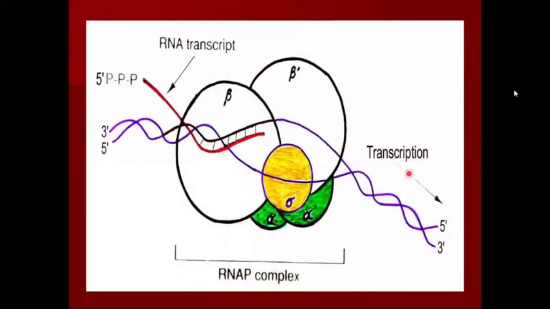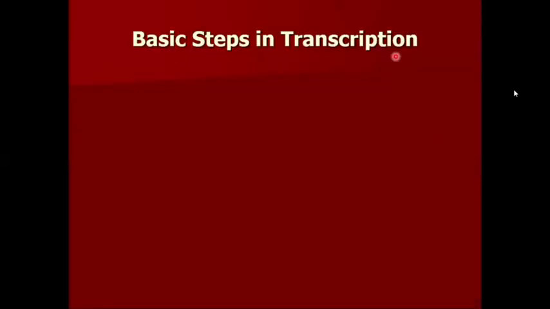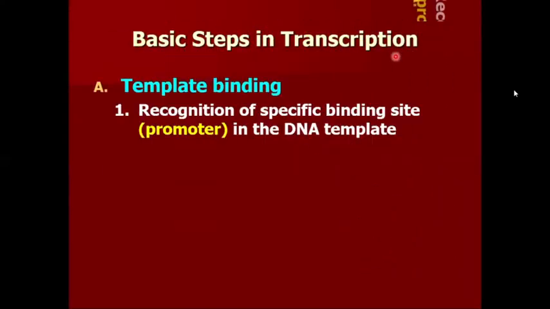Okay? So this is the replication, I'm sorry, this is the transcription bubble that I'm talking about. And that is produced by the RNA polymerase complex. And once the double-stranded DNA opens up, only one of the two strands is transcribed, this one. Okay? And it is copied. And this is your RNA transcript. Okay? So let's now go to the basic steps in transcription.